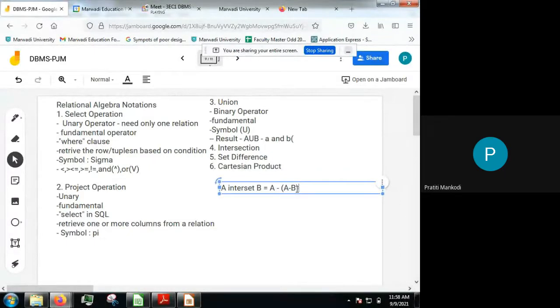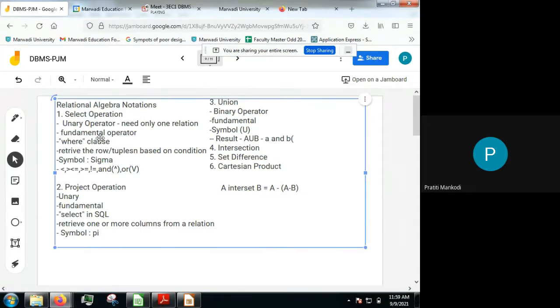So difference is your fundamental, union is your fundamental, whereas your intersection, surprisingly, intersection is derived one. We may think that if union is fundamental then intersection can also be fundamental, right? But surprisingly it is not. The set difference and union is fundamental, whereas intersection is derived. Anyways, so this is a fundamental operator.